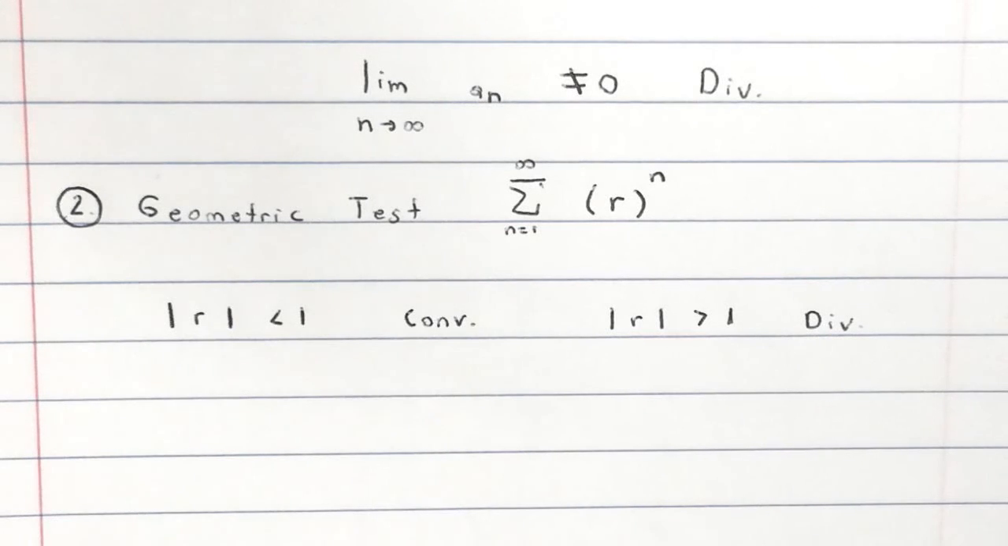If it's 1 raised to the n, that is 1 to the 1, which is 1, 1 squared, which is 1, 1 cubed, which is 1. So it's just adding 1 plus 1 plus 1 plus 1 plus 1 plus 1. So it's getting bigger, bigger, bigger. It diverges. Cool?